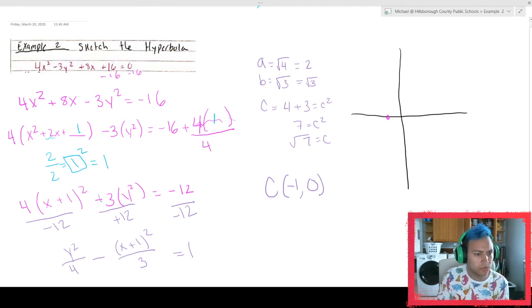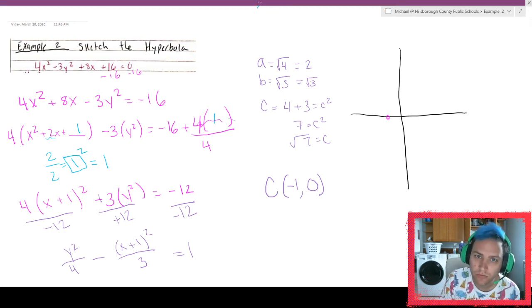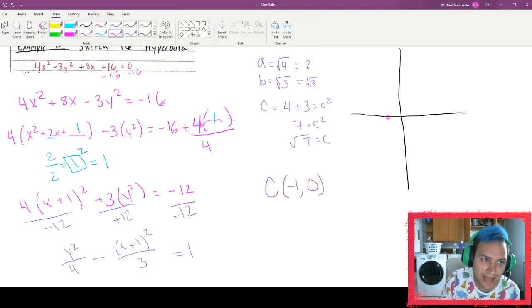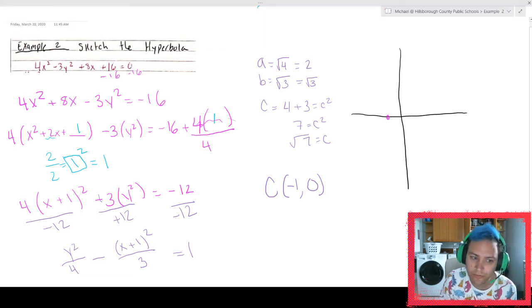This equation, though, notice that the y squared is leading. Instead of the x squared being up at the front, the y squared is the positive thing up front. That tells me this hyperbola has a transverse axis that's going to be vertical, not horizontal like we've done with every single one so far. So I'm going to take that a, and instead of going left and right with it, I'm going to go up and down with it.